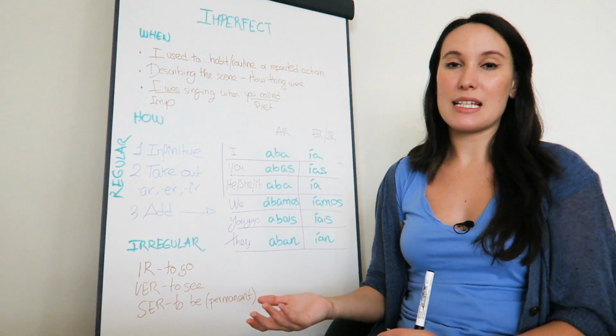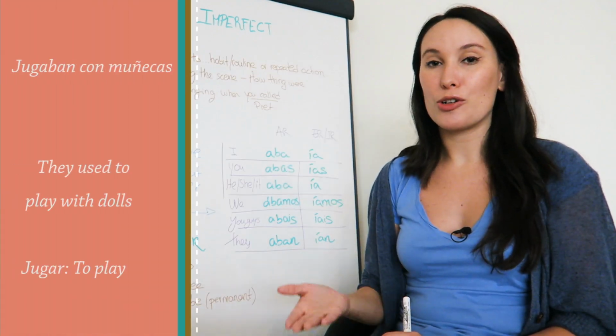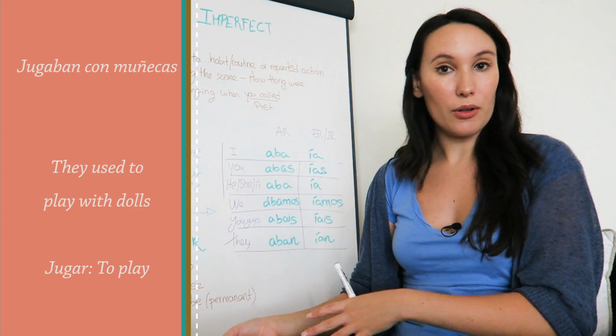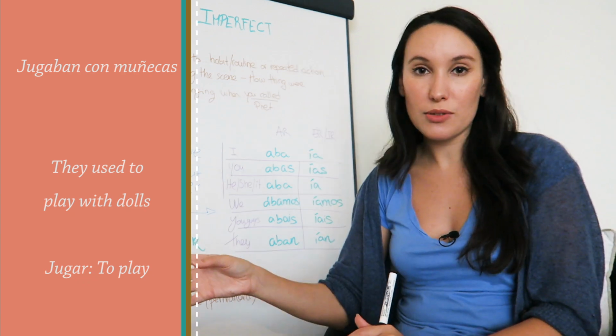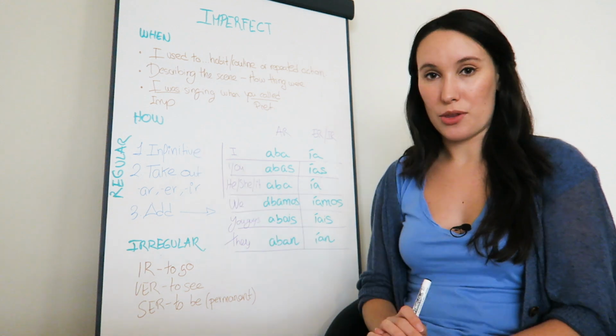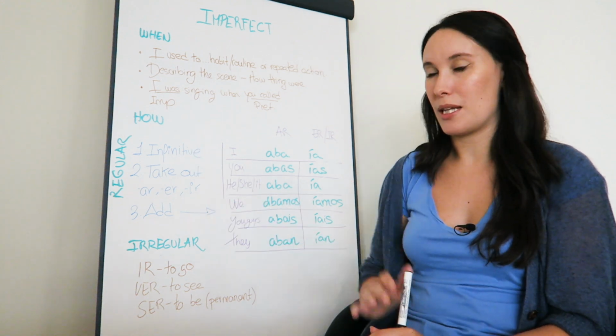One example for this is jugaban con muñecas. They used to play with dolls. So they used to do that as a habit in the past. They repeatedly played with dolls.